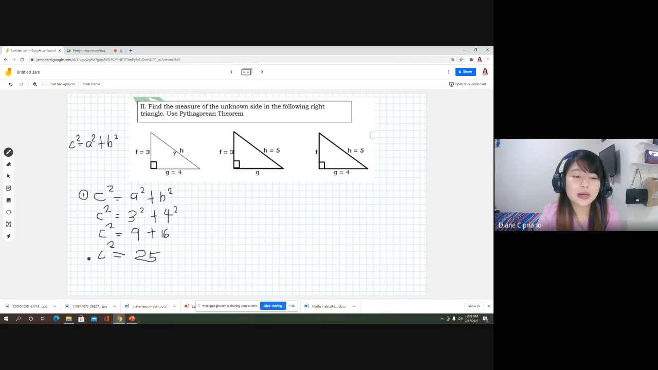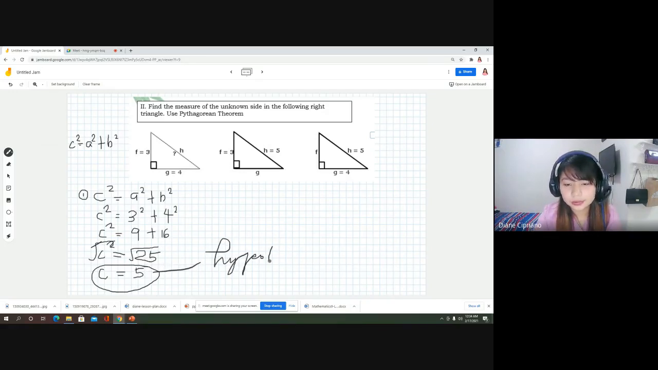So we're going to get its root, for us to be able to cancel the square, because the square root of any number that is squared or in second power is equal to itself, so it can be cancelled. We still have here c, and then the square root of 25 is 5. Therefore, we got the hypotenuse, forgive me about my writing, our hypotenuse is equal to 5.